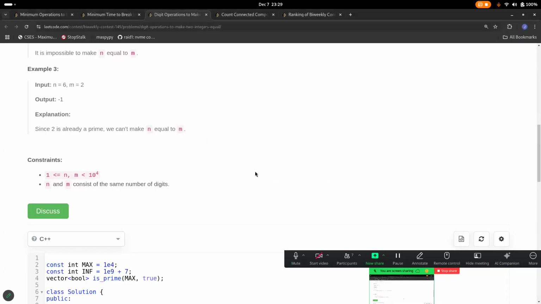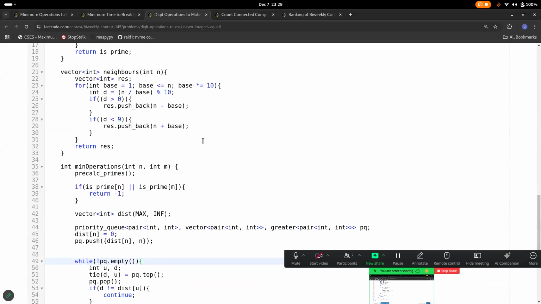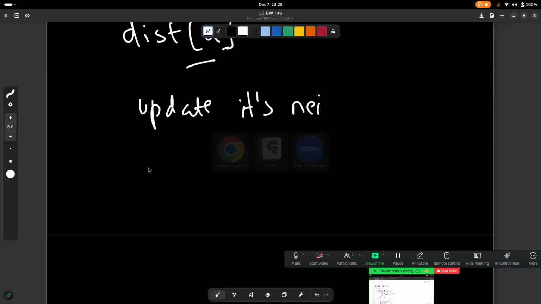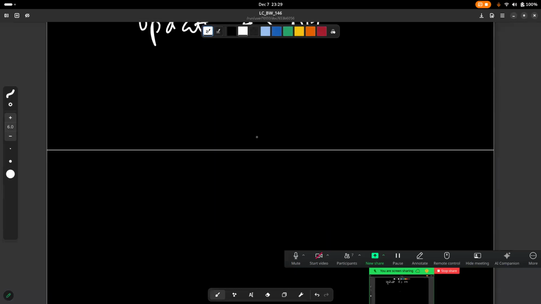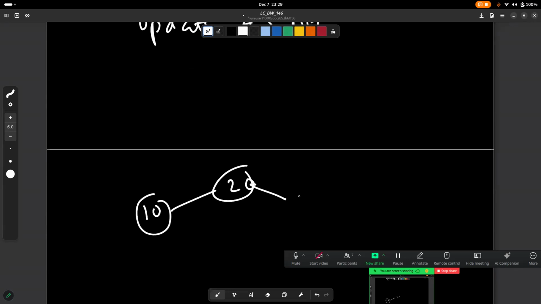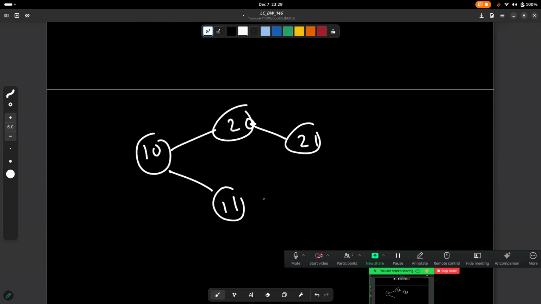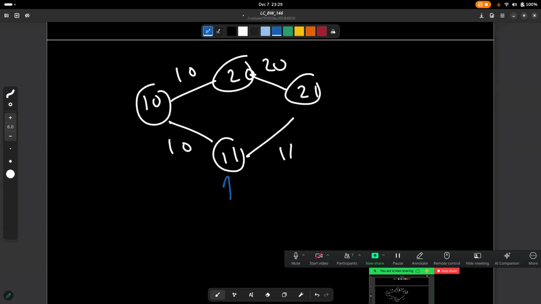So that was the whole idea. And let's move on to the code. One more thing that we didn't discuss was that in this whole scenario, we are going for 10 to 20 to 21. There's actually one more path over here, that is 10 to 11 to 21, which actually has smaller cost. But according to the problem, we can't have prime numbers, and 11 is a prime number.